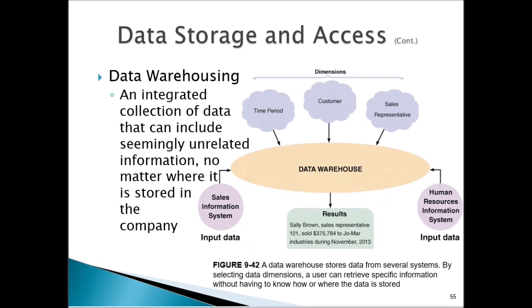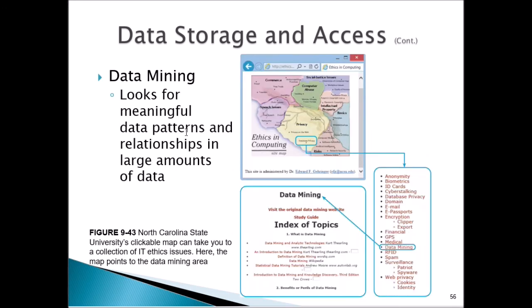A data warehouse is an integrated collection of data that is collected in one place, and it can include what seems like unrelated data, but it's all the company's information. That's all warehoused into one database. It usually contains much more summarized information. You wouldn't see a lot of transactions, but you'd see a lot of summary data in a data warehouse. Data mining looks for meaningful patterns of data and relationships when it searches through a large amount of data.